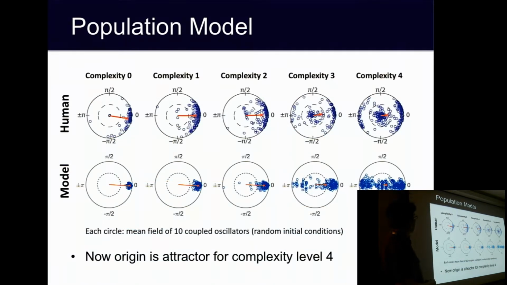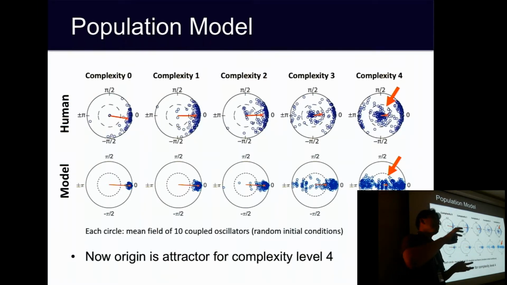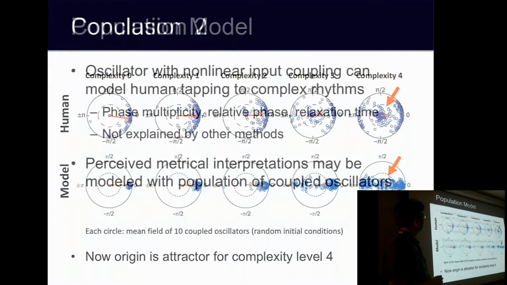Now again, the comparison of human and population model. Different from the individual oscillator model, this coupled oscillator model actually has an attractor near the origin, because if the oscillators are divided into 2 populations, then their average is near 0 because they cancel each other. So we can capture the attractor near the origin with a population model.